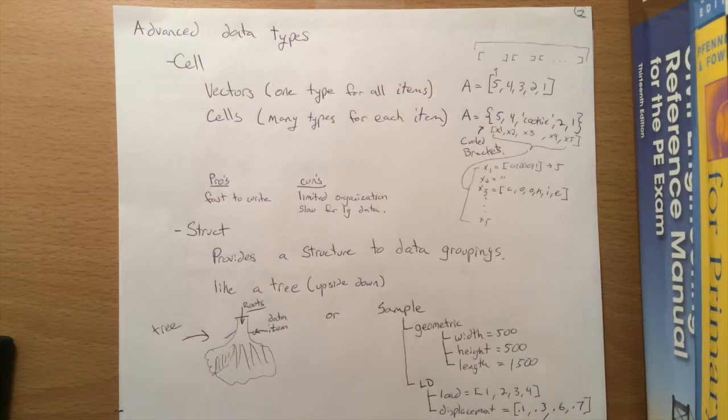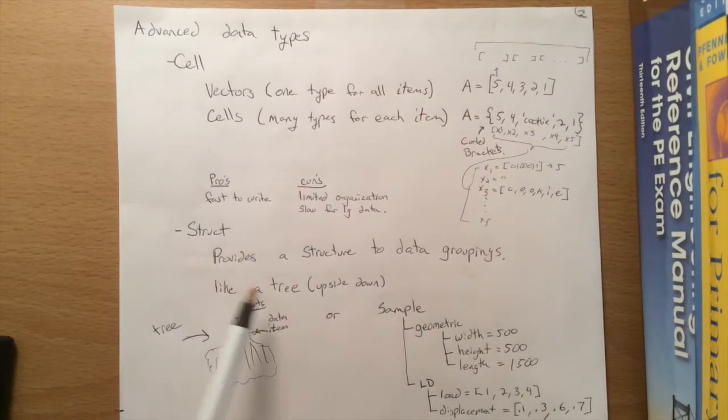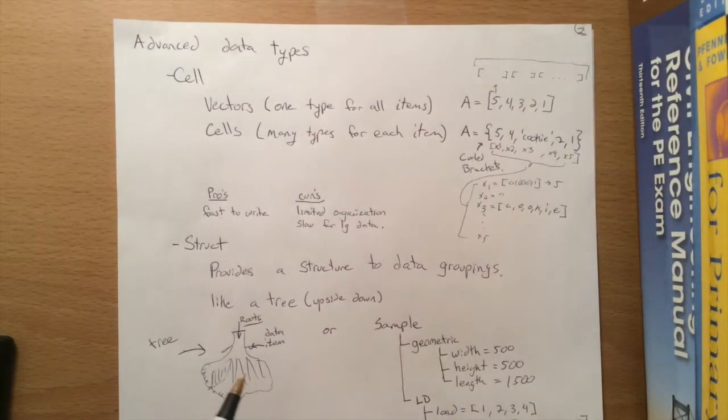So moving on to deal with the limited organization, we'll first start out with structs. Structures are great because they provide a structure to data groupings, much like a tree, but upside down. So if we look at an upside down picture of a tree here, we can see the roots coming up into the top. So there's one main trunk here, and then down the branches, and then out to each of the individual leaves on the end. And each of the leaves would be a data item. And you can have data items come off at any point along the tree.